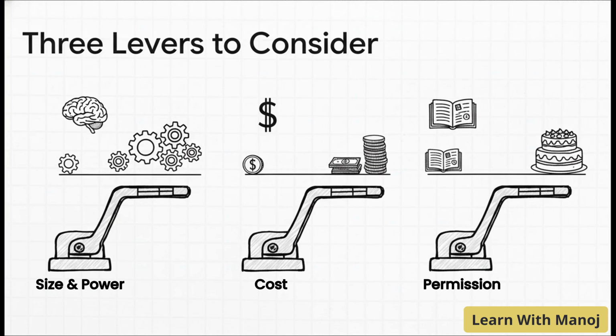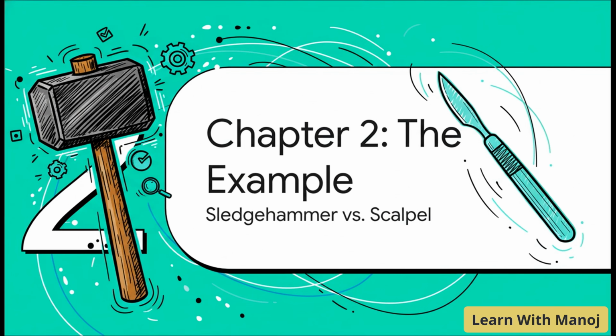So here's the key takeaway. You can pretty much categorize any model out there by just pulling three simple levers. First, size and power. How much brain power do you actually need for your task? Second, cost. What's your budget going to look like at scale? And third, permissions. Do you need that private recipe for yourself, or are you cool with just buying the finished cake every time?